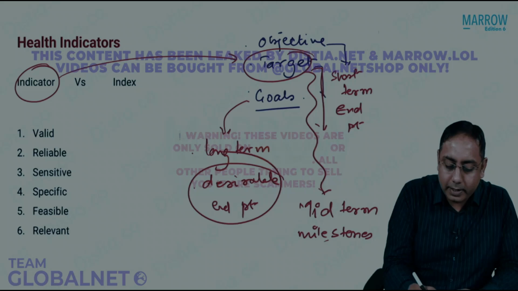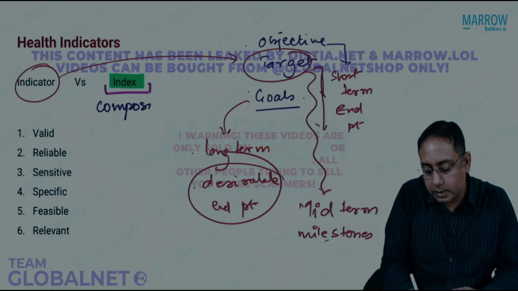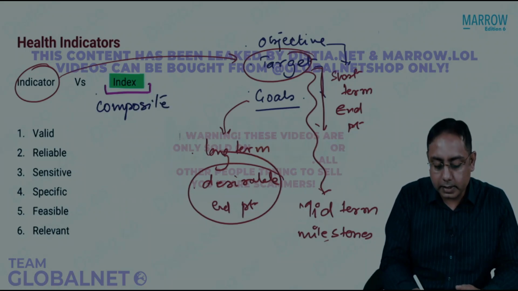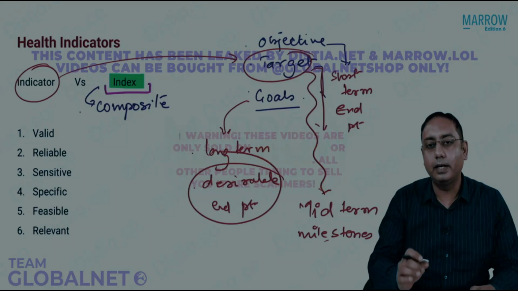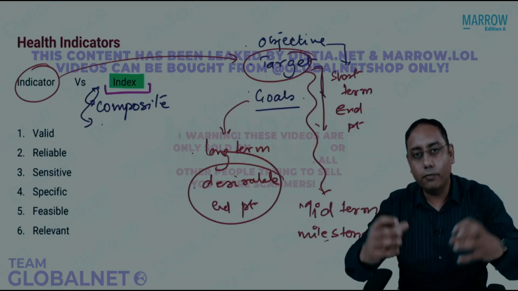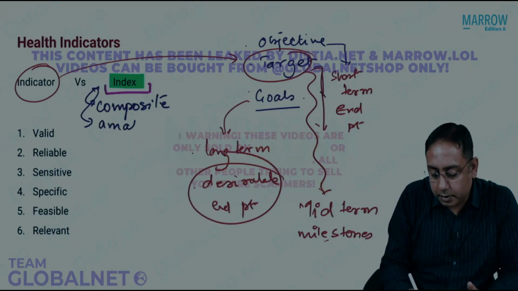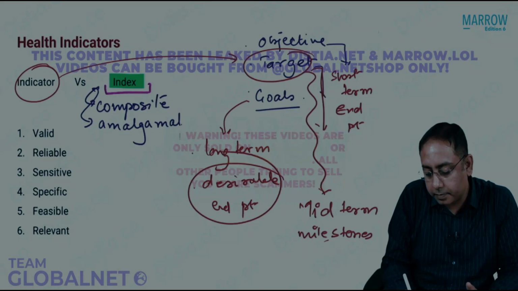So what do you mean by index? Index is composite. Composite means they are composite indicators. So index is not a single indicator. Index is multiple indicators together forming an index. So it is a composite amalgamation of indicators.